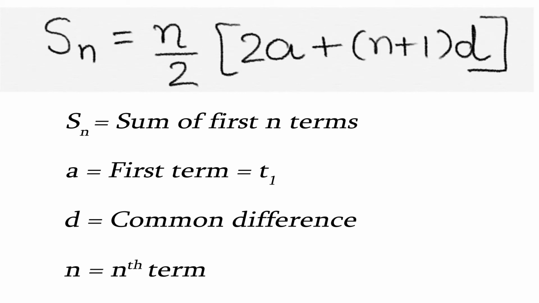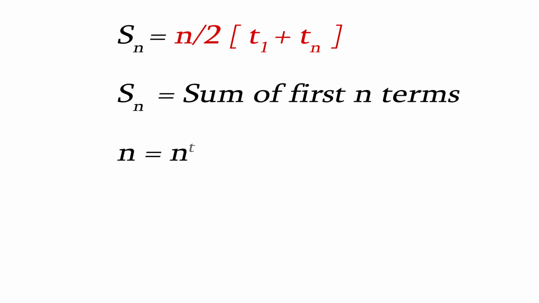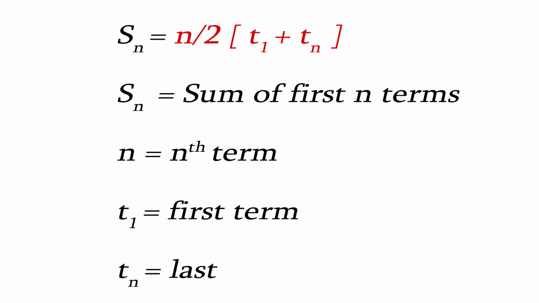Now, let's find one more formula for the sum of first n terms. So, here is a new formula. Sn is equal to n upon 2 into bracket T1 plus Tn. Sn is again the sum of first n terms. N is the number of terms, T1 is the first term and Tn is the last term. Using this formula, now we solve some examples.